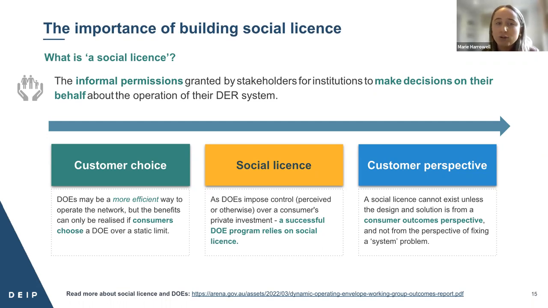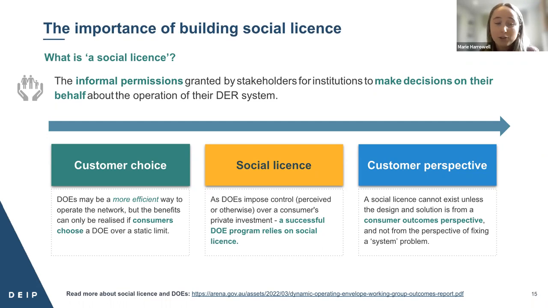Establishing a social license requires the benefits of the program to be clear and easily recognizable to the consumer and outweigh any potential costs or uncertainties. And this is even more important if the program is mandatory and consumers have no option but to participate. So while the report does outline the potential benefits of DOEs and explains that consumers should be able to opt in or out, there's still a lot unknown about how a consumer would perceive and experience a DOE offer and benefits. So we definitely need to do a lot more work gathering consumer insights and experiences from current trials to ensure we're designing a program that works for consumers.